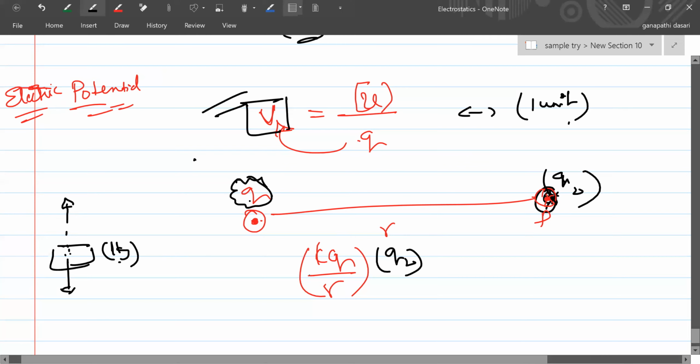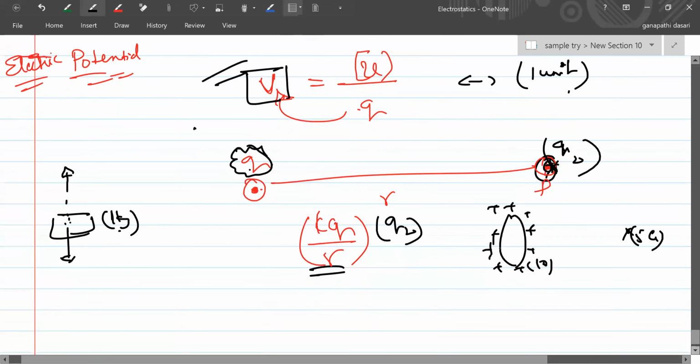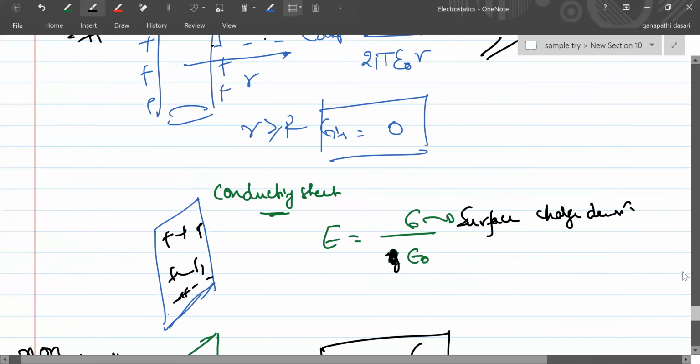For Q charge you will get K Q1 Q2 by R. But suppose a ring is there, and here 5 coulombs of charge is kept. This ring has a charge of 10 coulombs. If I ask you to find out the potential energy of this system, you should not use the K Q1 Q2 by R formula. The ring formula I gave you, right? What is the formula for ring potential?